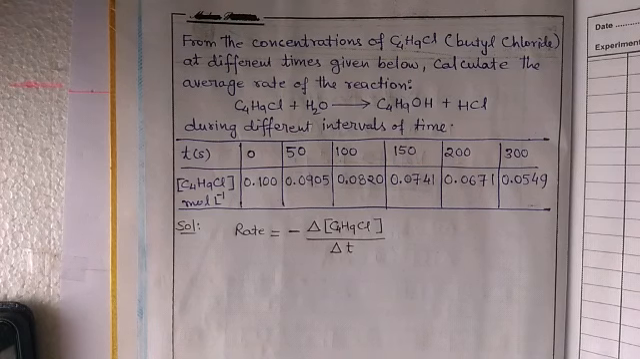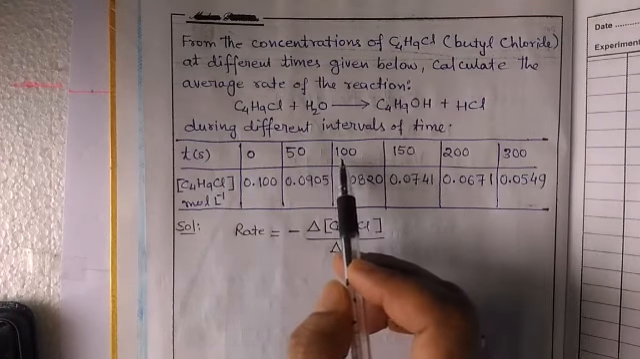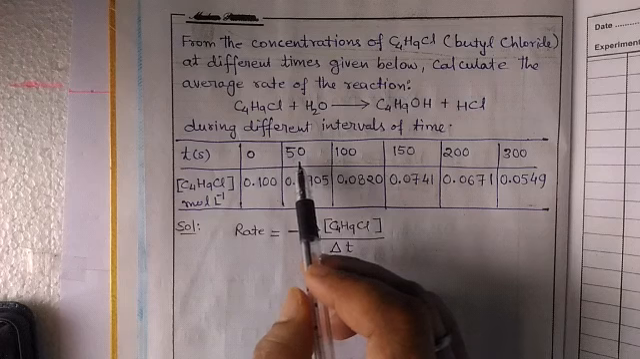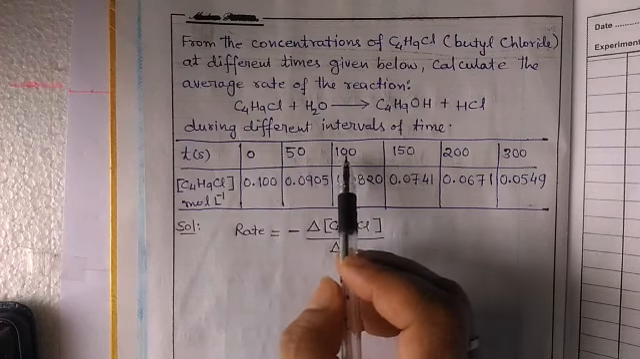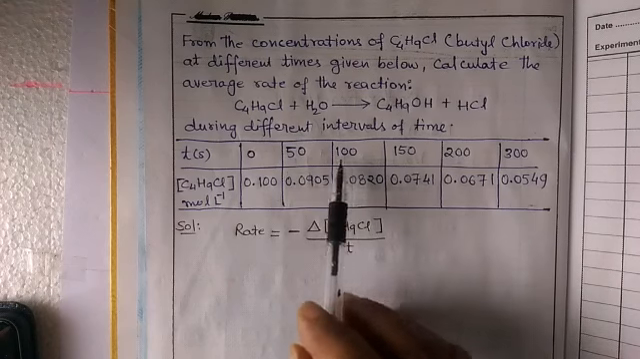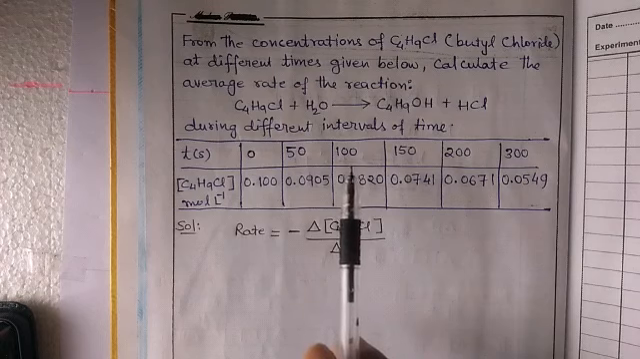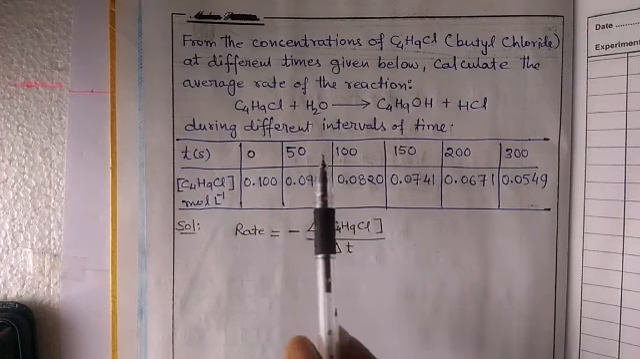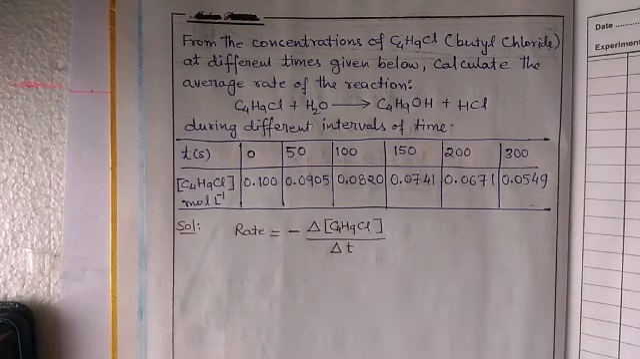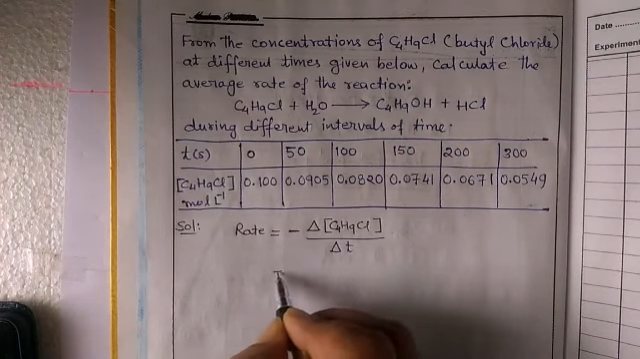Now let's find average rate of reaction between these two values, between 50 seconds and 100 seconds. It means the reaction has completed 100 seconds, and now we want the average rate of reaction for this reaction between 50 to 100 seconds. For this, let's put the values in the proper way.